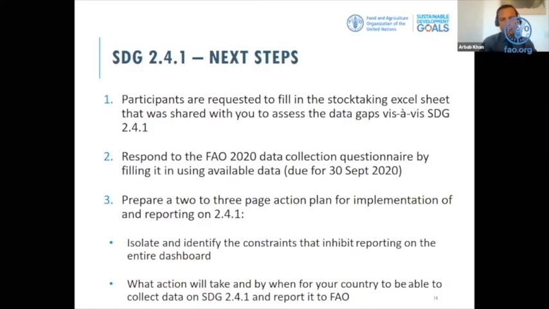So this is your task. This is what we expect from you. This is the requested information as an outcome of this training. This action plan will be crucial for us to understand how we structure our work plan for the next year.